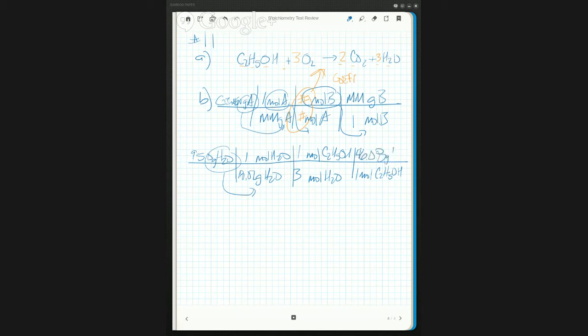46.08 grams of C2H5OH. Running out of room. Okay, so then I'm going to multiply across the top. And so 95 times 46.08. And then I'm going to divide that by 18.02 equals. And we're going to divide that by 3.